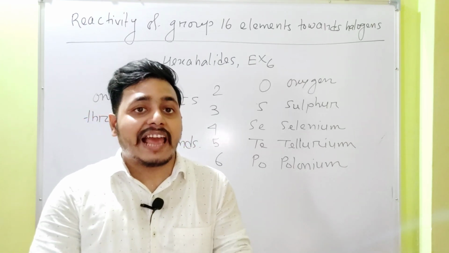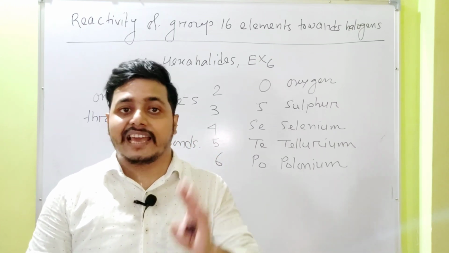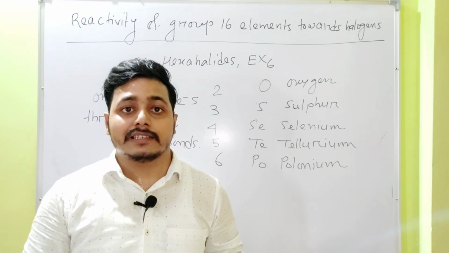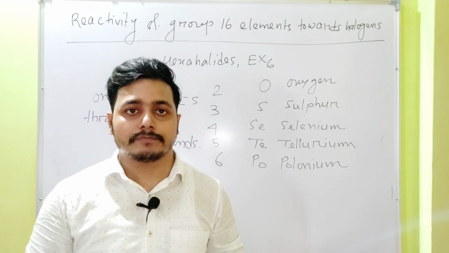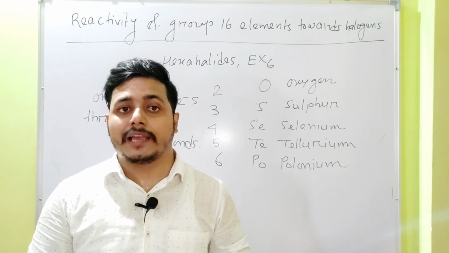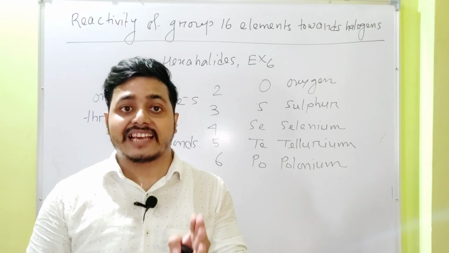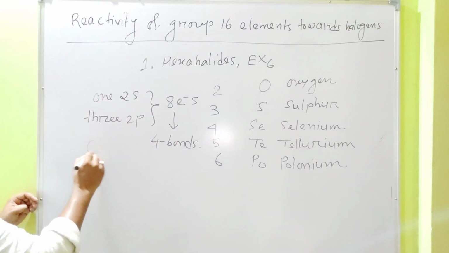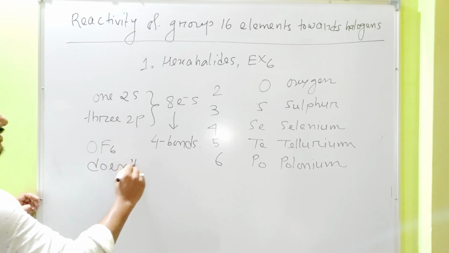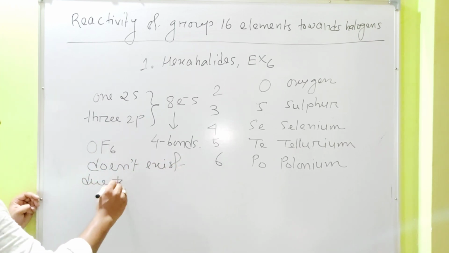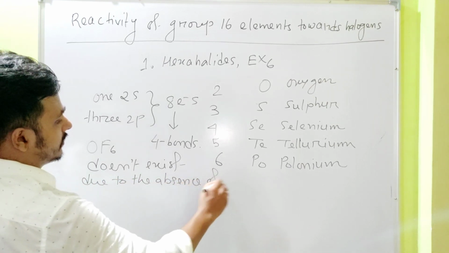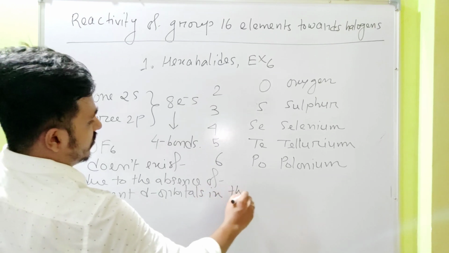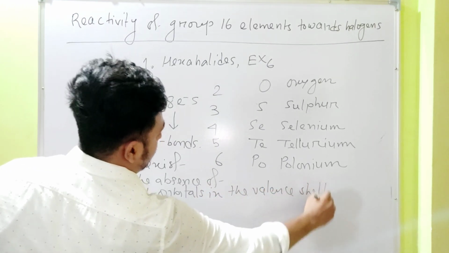In hexahalides, oxygen has to form 6 bonds with 6 halogen atoms. It means oxygen has to accommodate 12 electrons in its valence shell, which is not possible because oxygen does not have any vacant d orbitals to keep extra electrons in its valence shell. Therefore, hexahalides of the type OF6 do not exist, due to the absence of vacant d orbitals in the valence shell of oxygen.